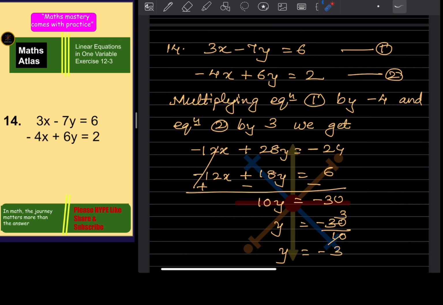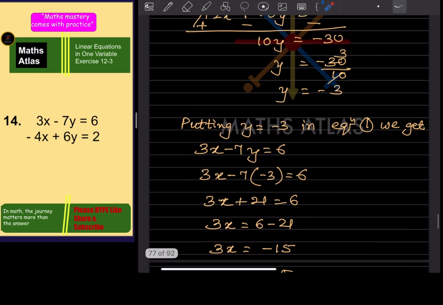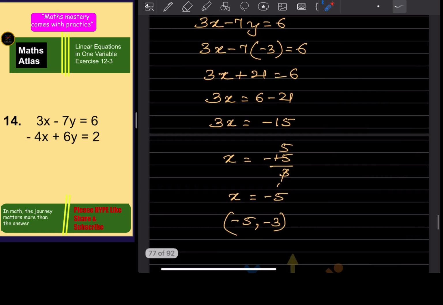Now this is minus, so this becomes plus, plus, so this will be minus, so this and this get cancelled, plus 12, minus 12 plus 12 will be 0. Now we just look at the new sign. Plus 28 minus 18 will be 10y. And this will be minus 6 minus 24 will be minus 30. So value of y is minus 3. And putting this y is equal to minus 3 in equation 1. So in place of y, put minus 3. So here minus minus becomes plus and this will be 21. So x will be minus 5. So here x and this y, so minus 5 and this will be minus 3.